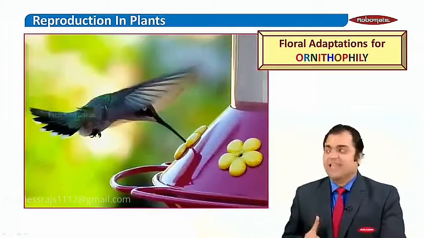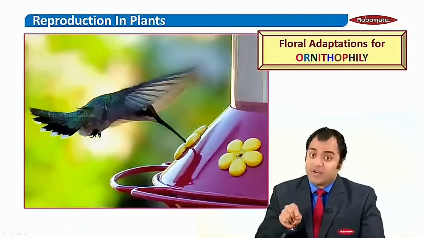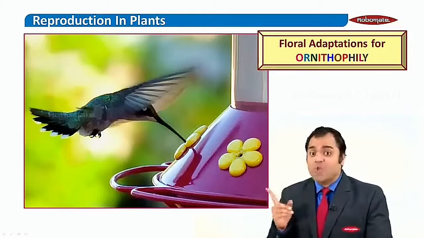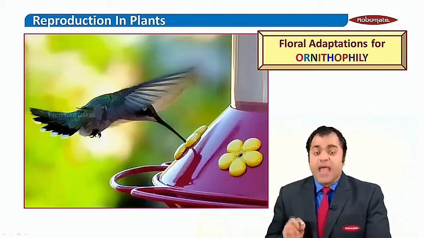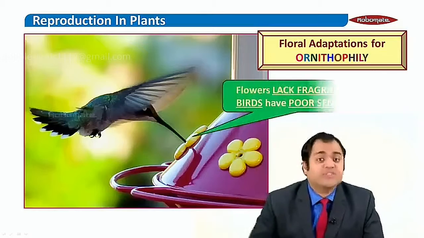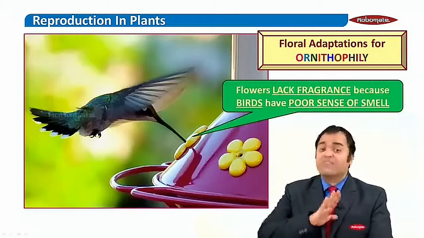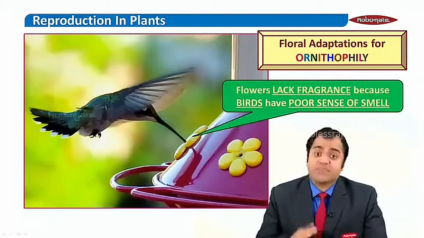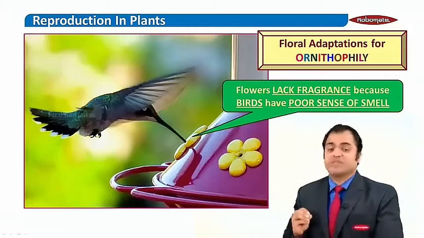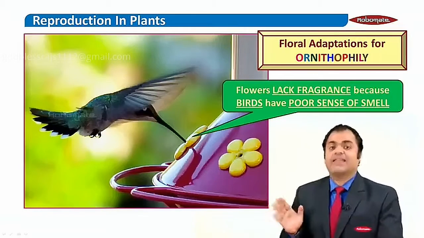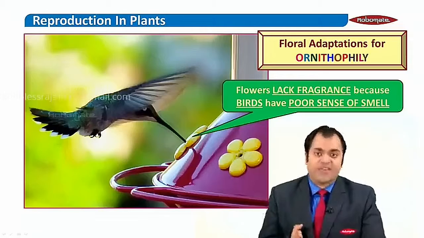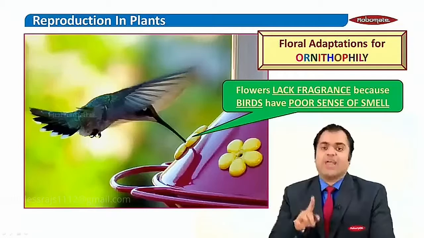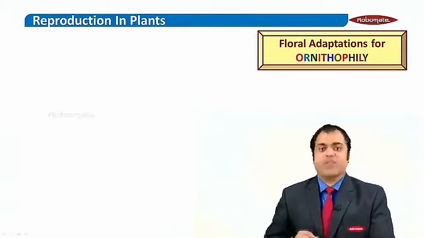What you see here basically is a hummingbird trying to get to a flower which is filled with nectar. Now the hummingbird doesn't really know that it is not a real but an artificial flower. I'm trying to prove a point here. What I'm trying to say is the flowers lack fragrance. They may be colorful, they may be attractive, but they lack fragrance because the birds have a very poor sense of smell. So even though the flower has no fragrance, as long as it has nectar, it is enough for that bird to get attracted and perform bird pollination. Is that okay? Moving on.